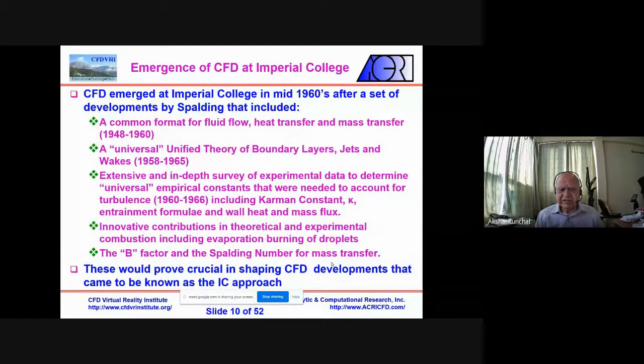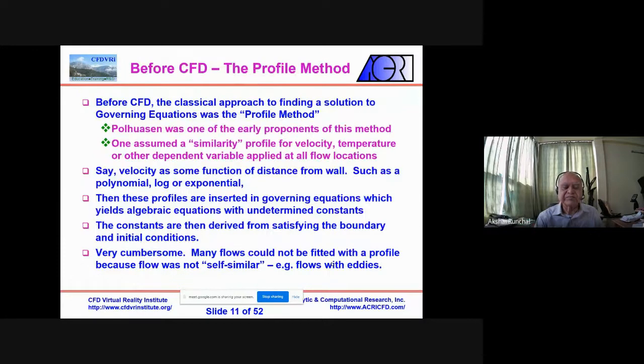He was also an engineer. He knew the uncertainties that we faced in dealing with turbulence, which were the most important problems. So he instructed a number of his students to collect all the experimental data and try to find out a universality in the constants that were needed for turbulence. And finally, he made some very innovative theoretical and experimental contributions in droplets. There is even a B factor, the Spalding number, that was designed for that. So these proved very crucial in computational fluid dynamics and came to be called the Imperial College approach.